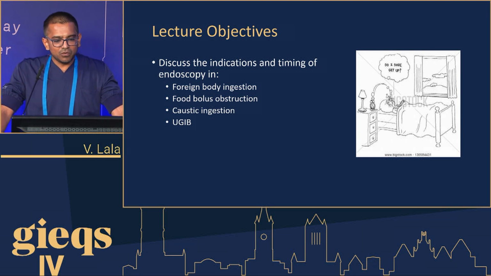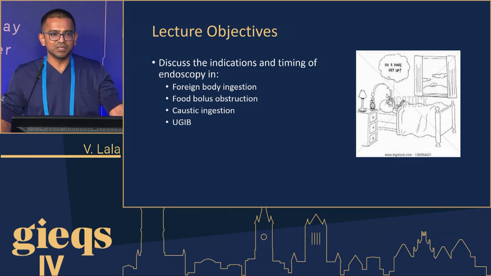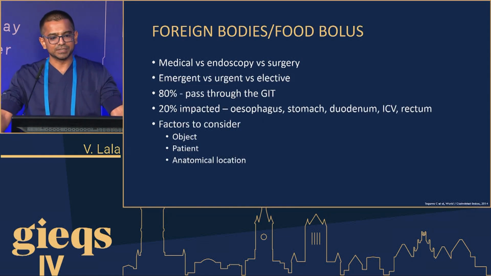So there's going to be lots of overlap between Peter Jan's talk in terms of foreign body and food bolus obstruction. We'll chat quickly about caustic ingestion, and a bit of overlap again with upper GI bleeding, which was quite well covered by John Morrison.